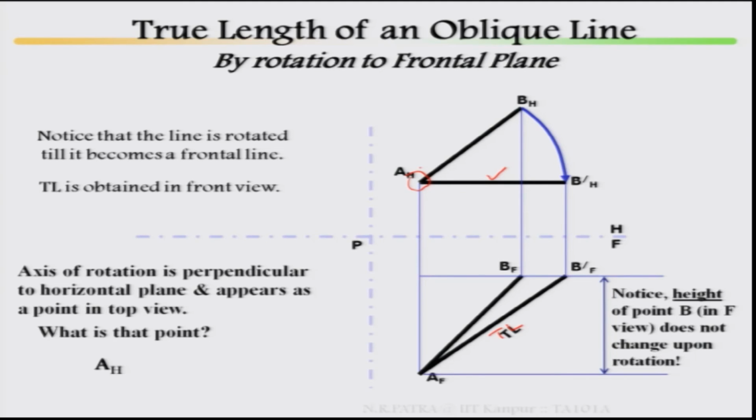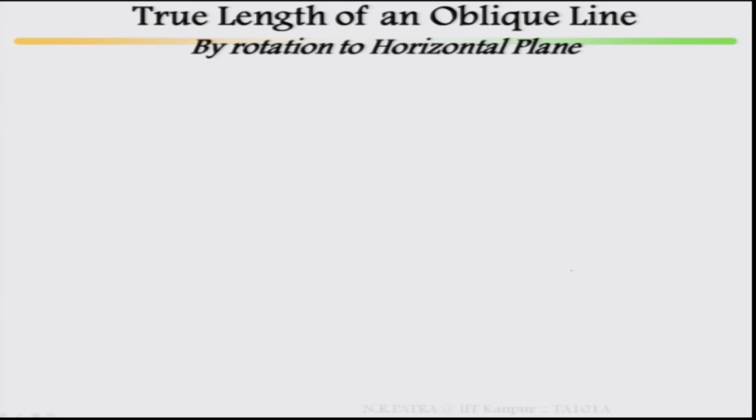Notice the height of point B in the front view does not change upon rotation. This height does not change upon the rotation. By the method of rotation it changes its position, but this height is not going to be changed. This is an important point.